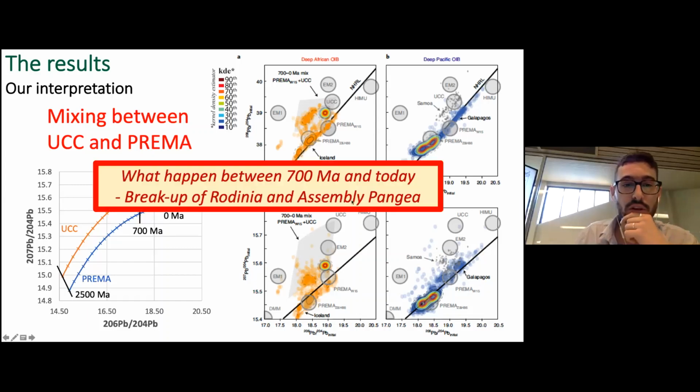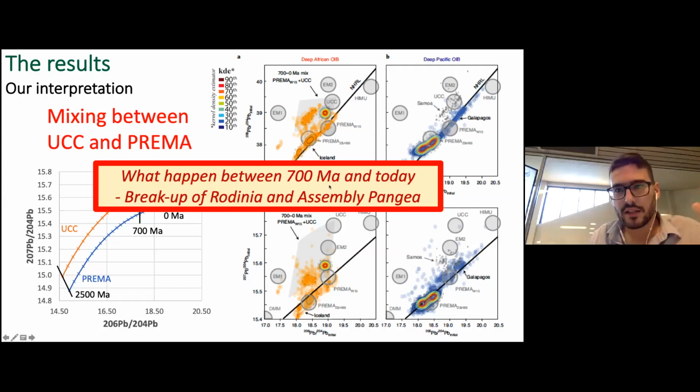So the question was, what happened 700 million years ago? If you look at the history of the Earth and the paleogeography, 700 million years ago is basically the transition between Rodinia and the assembly of Pangaea, from 700 million years ago until today. So we are covering the breakup of Rodinia, assembly of Pangaea, tenure of Pangaea, and breakup of Pangaea.